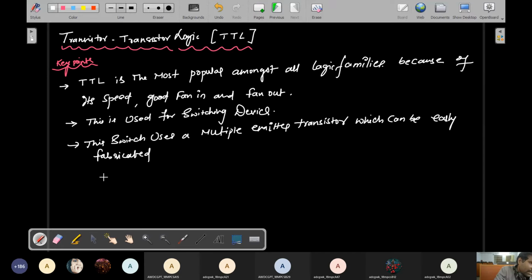So first of all I draw the circuit diagram. Please note, everybody. I'll explain using the circuit diagram.